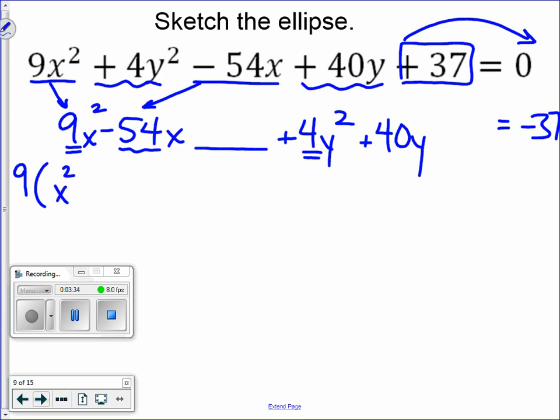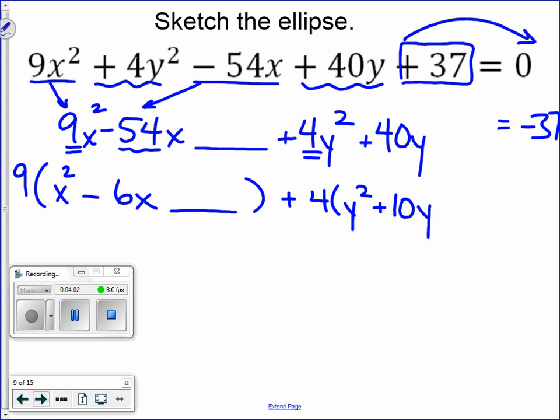I've got x squared minus. If I factor a 9 away from 54, I get 6. And I'm going to close off the parentheses with that space that I had before. Okay, we're going to have to put a number there. I'm going to do this at the same time with the y terms. I'm going to factor a 4 away from y squared, and that means I'm factoring a 4 away from 40.